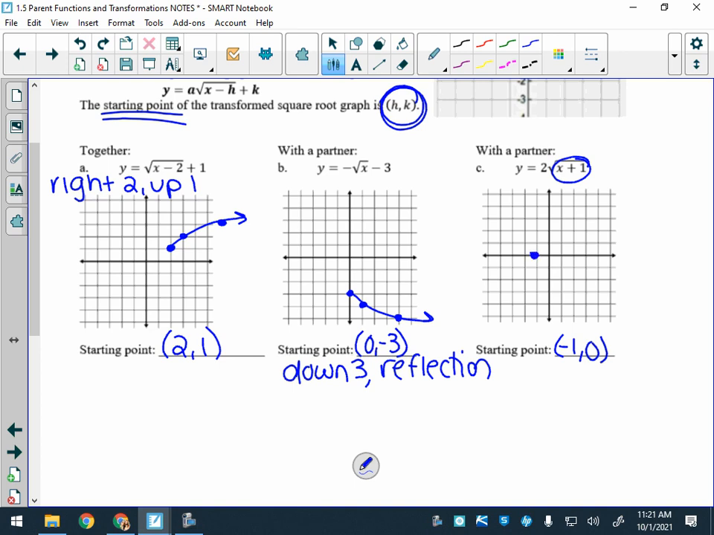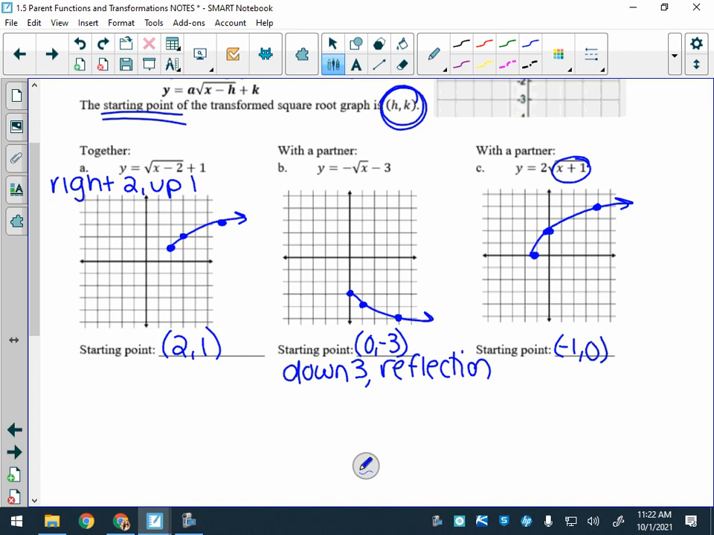Now, if I plug in, next in line would be 0. 0 plus 1 is 1. What's the square root of 1? Times 2. So 0, 2. If I was to plug in 2, 3. 3 plus 1? 4. Square root of 4 times 2? 4. And that is my graph.